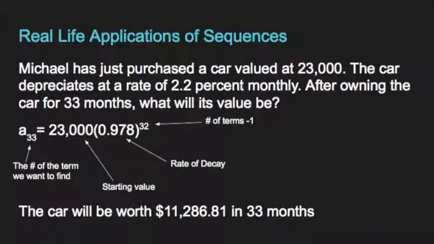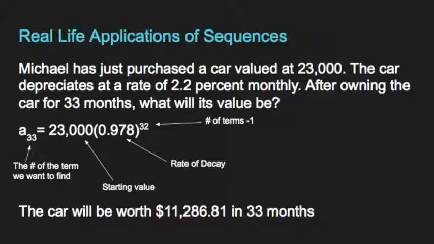And sequences can be applied very well in real life to find the values of loans and investments. So let's assume that a man, Michael, has just purchased a car valued at $23,000. The car depreciates at a rate of 2.2% monthly. After owning the car for 33 months, what will its value be? So we can see here, A33, that is the number of the term we want to find, the 33rd month. The starting value is $23,000 because that's what he purchased the car for, and the rate that it depreciates is 2.2%.